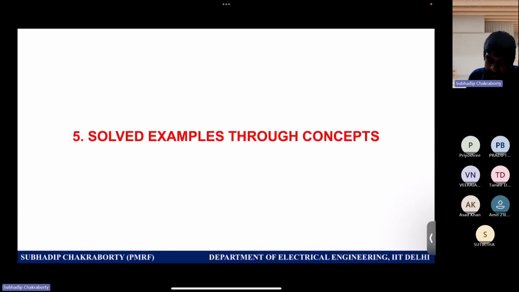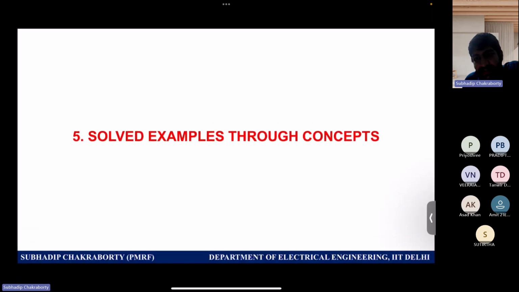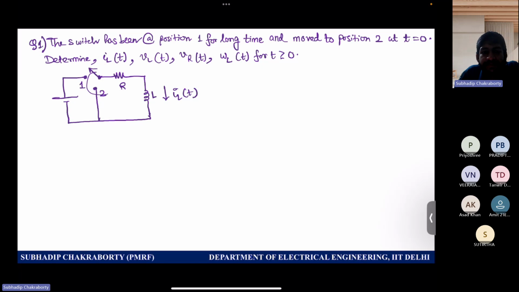Now we come to the problems, right? If you understood all of this, you can solve all transient problems in DC. So we'll do maybe 8 to 9 problems and you'll cover all the concepts. See the first problem. First problem only, it will take some time to explain. After that, I will do directly. I will write direct steps, and you can also write direct steps. So let's start very quickly.